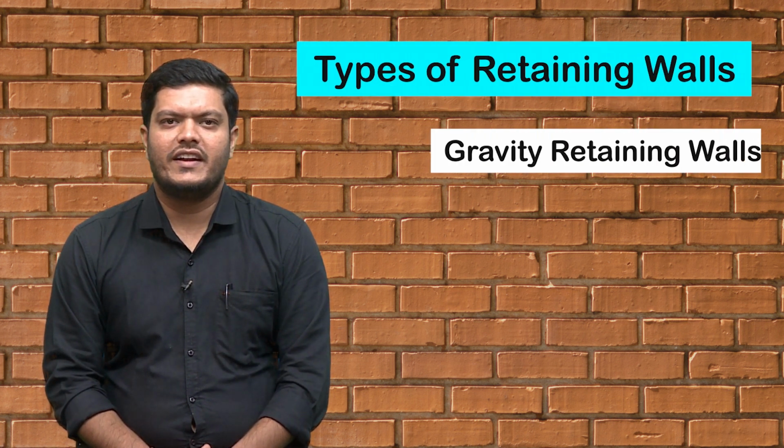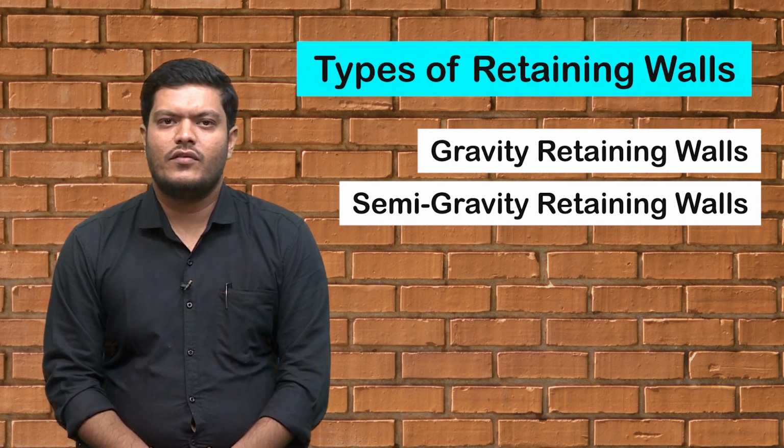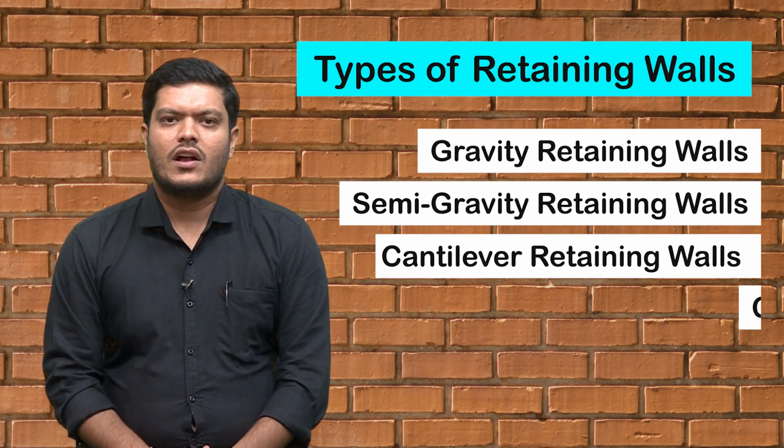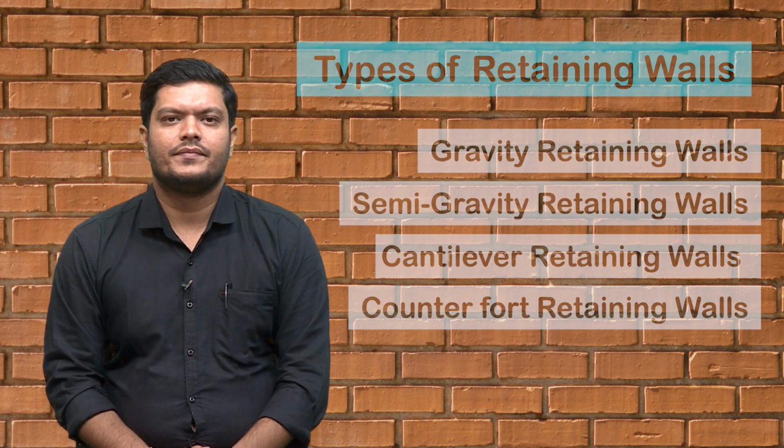Retaining walls are usually built to hold back soil mass. Second, they are also provided to maintain the ground at two different levels. Types of retaining walls: gravity retaining walls, semi-gravity retaining walls, cantilever retaining walls, counterfort retaining walls.